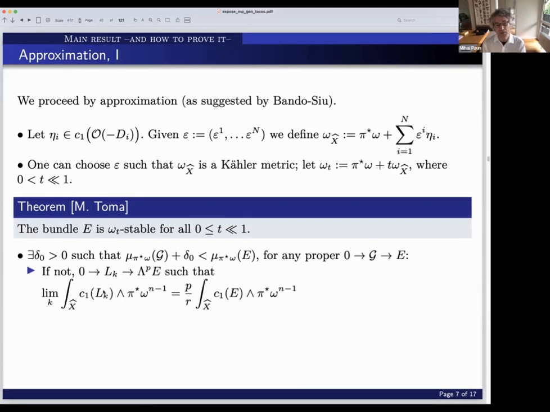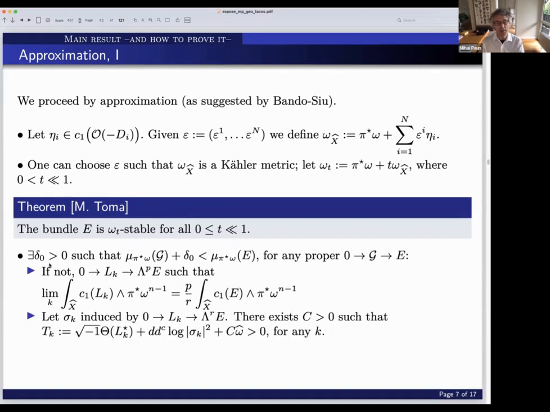And so if not, what will happen is that we will get a sequence of line bundles here in some p power of E, some semi-stereo power of E, such that the slope here converges to the one of E. So there's no such delta 0. But then let's look at sigma k, which is the section induced by this short exact sequence. So that is to say, it is a section of lambda r of E tensor LK inverse, right?